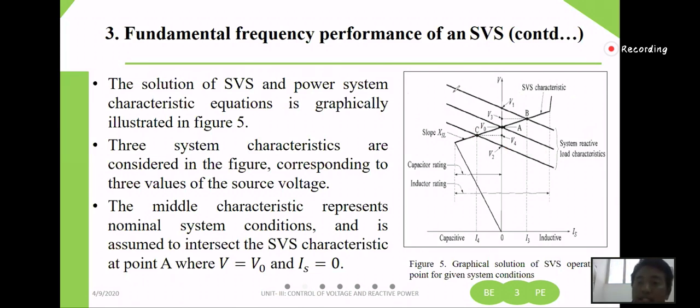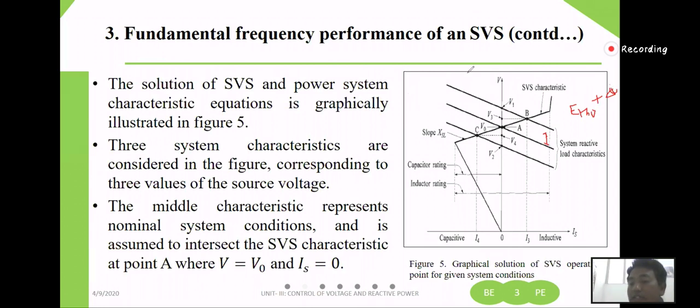Okay, so once more I will explain here. Initially we consider that our system load characteristic has a voltage V0, and then current IS is equal to zero. Now let's assume that the voltage ETH has been increased. So your new one is E naught plus del ETH, so it has been increased by del ETH.